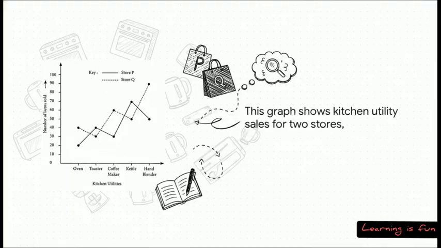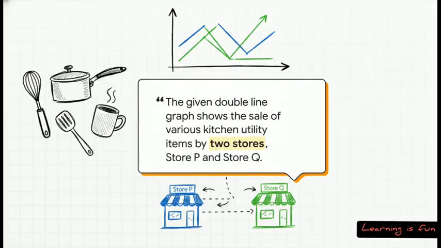Here's our example. We've got a double line graph showing the number of kitchen items sold by 2 different stores, Store P and Store Q. Along the bottom, you can see 5 different products. Our mission, should we choose to accept it, is to tell the story of this graph in about 100 words. Let's do it.